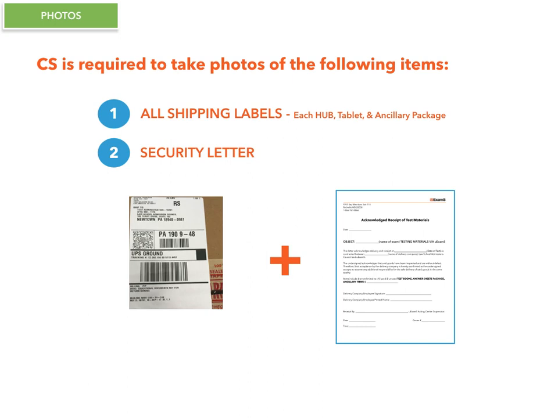This will include the shipping labels for each of the hub cases, each of the tablet cases, and the ancillary materials box. We will also need a photo of the completed security letter, including a signature from the security firm personnel, to acknowledge that they are picking up the materials. Be sure that the number of packages is noted correctly on the security letter and that the security letter stays in the center supervisor's possession. For example, 2 hub cases, 2 tablet cases, and 1 ancillary box should be shown as 5 packages total.